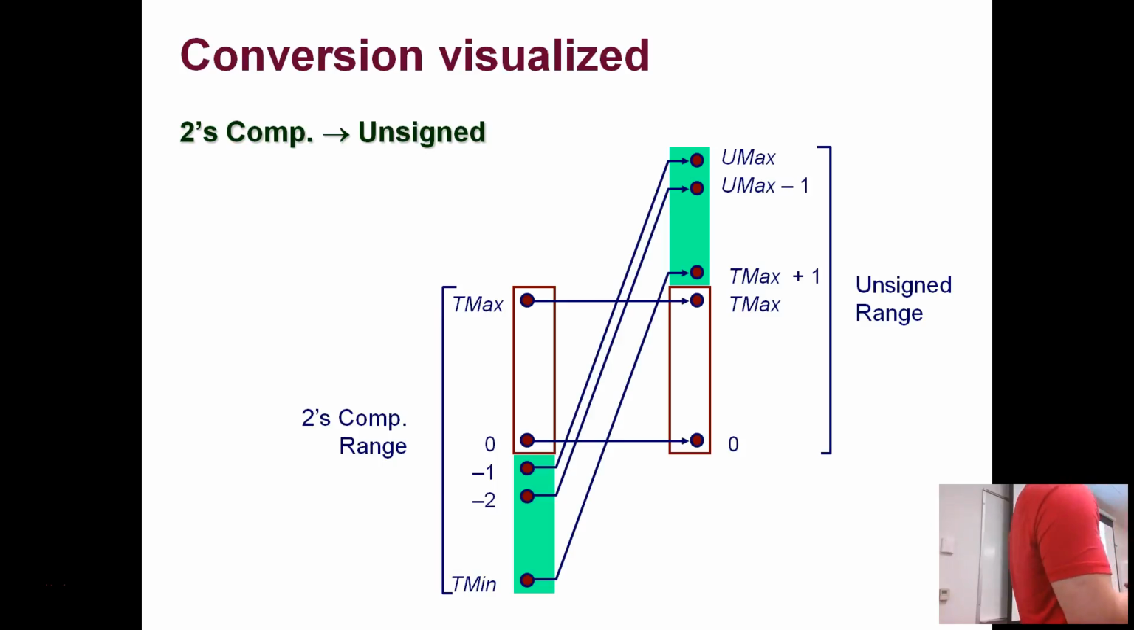Here's another picture, a number line. Here is your unsigned region. It goes from 0 to unsigned max. When you cast this to signed, you're going to take the top range with the most significant bit set, and move it all the way down to the bottom. So that's what you're doing to your number line.